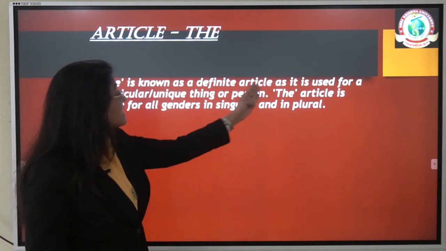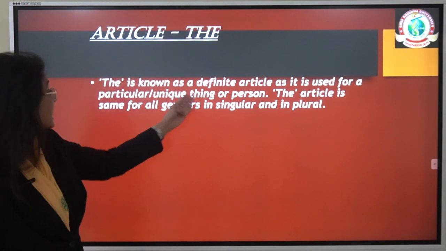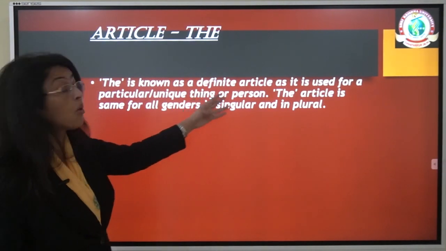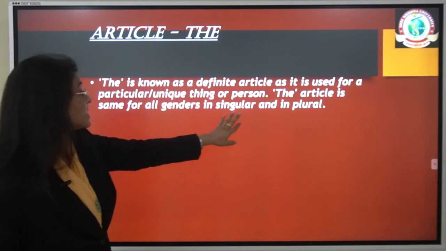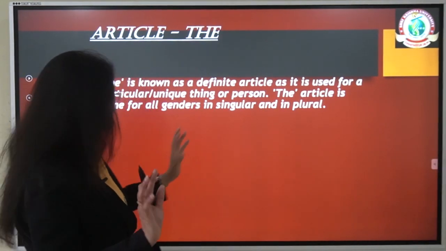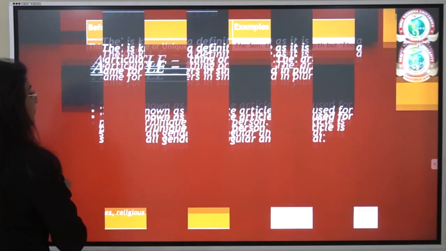THE is known as the definite article, as it is used for a particular thing or a unique thing or a person. The article is the same for all the genders, the singular or the plural. So there is no gender difference. Okay. Coming on to the next slide.